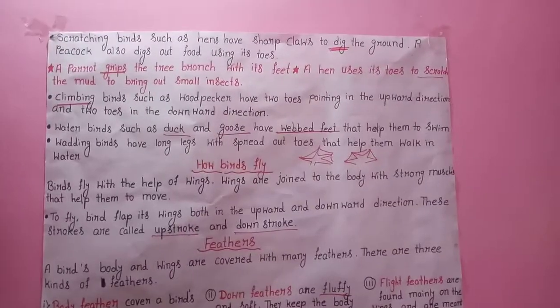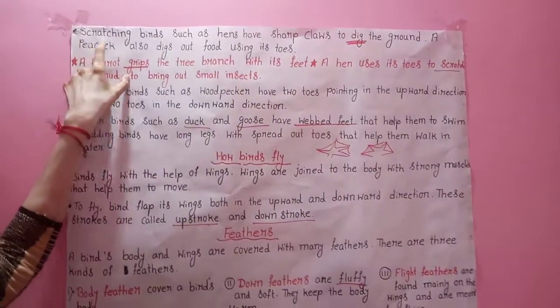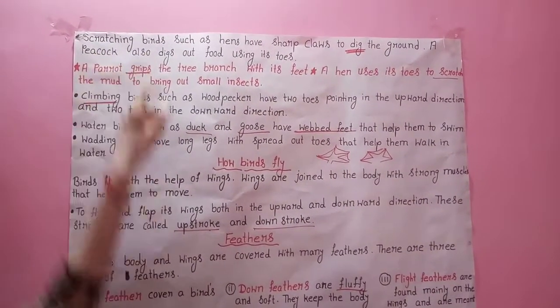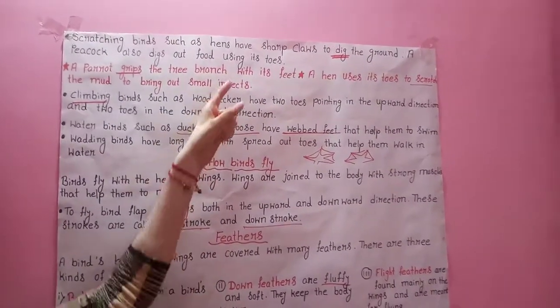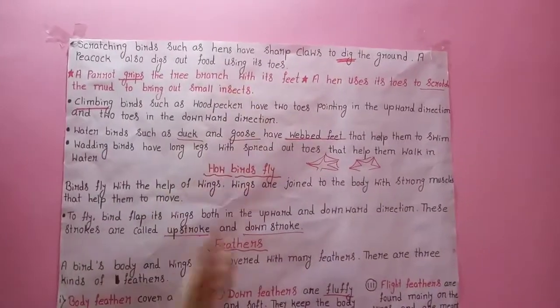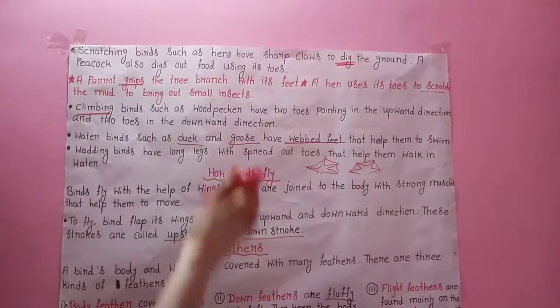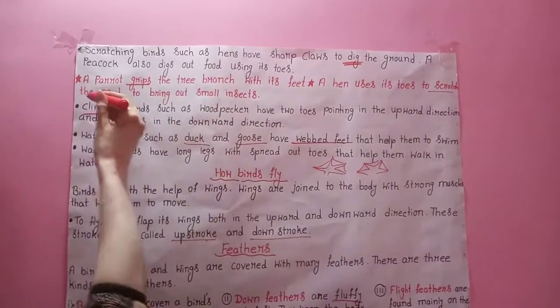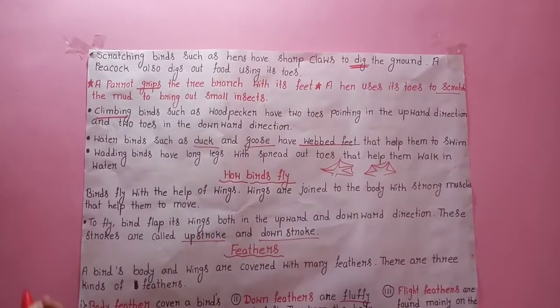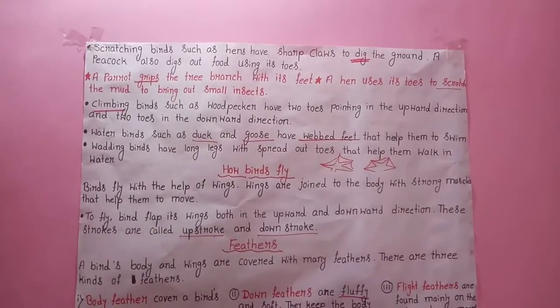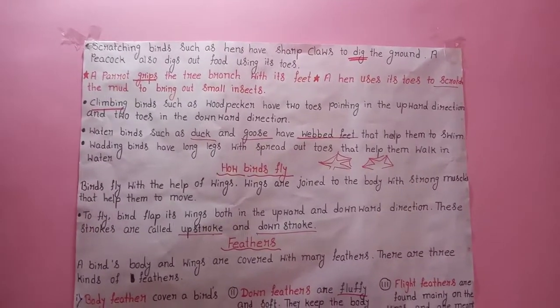Next, scratching birds. Scratching birds are birds such as hen and rooster. Their claws help them to dig the ground. Dig means plow the soil. A peacock also digs the soil and pulls out the insects from it because they eat insects.